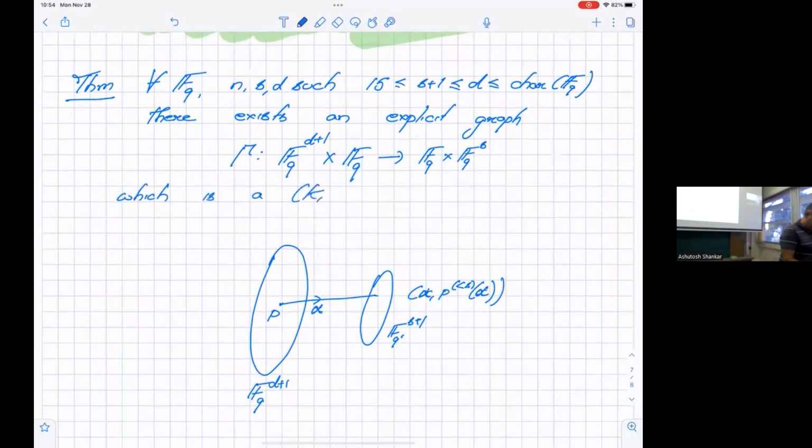Which is a K, A expander, for every K greater than 0 and A equals Q minus.